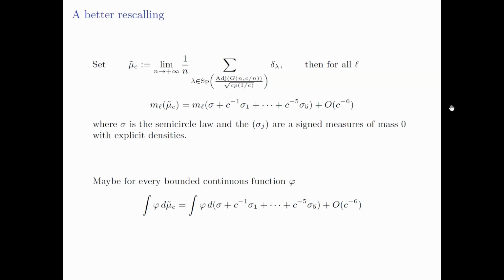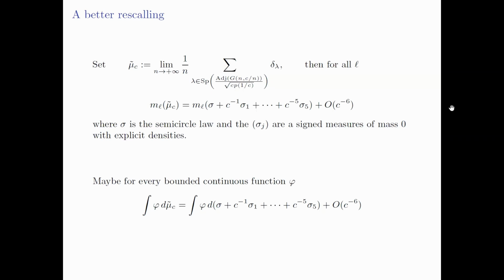So sigma here is the semicircle law. And the other sigmas that we have, in the error terms, are signed measures with total mass 0. We have explicit densities for them. I will show them to you.